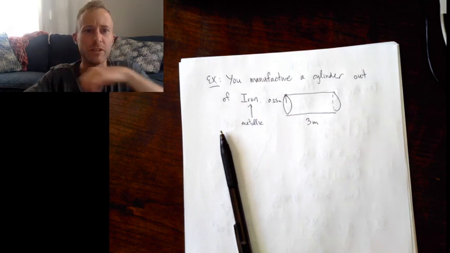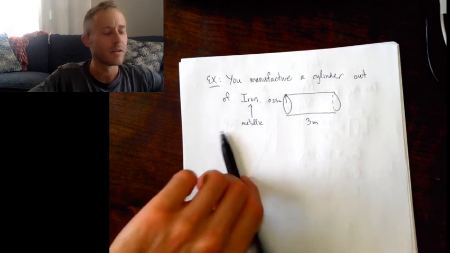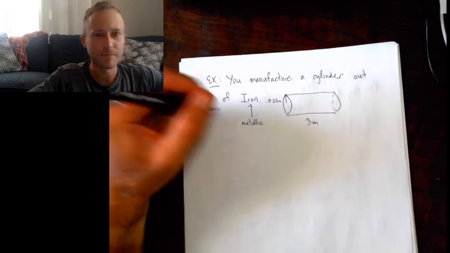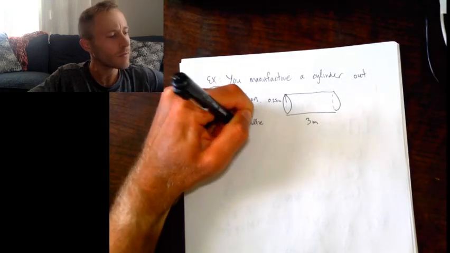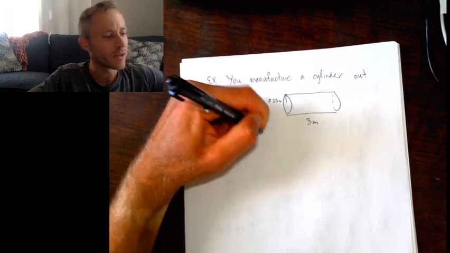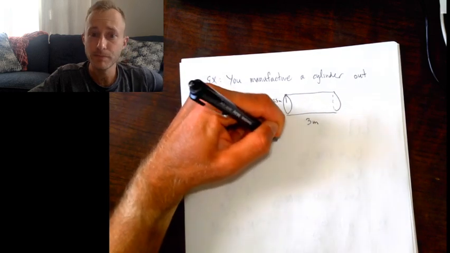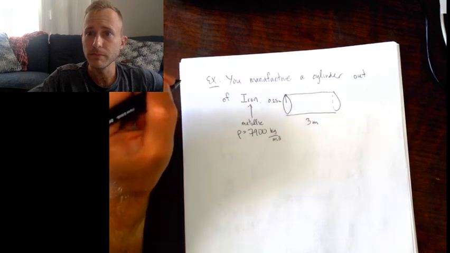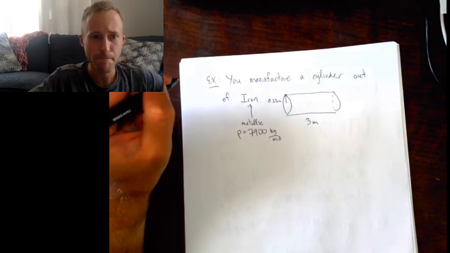And I'm not showing you this. The density of metallic iron is 7,900 kilograms per cubic meter. Okay?